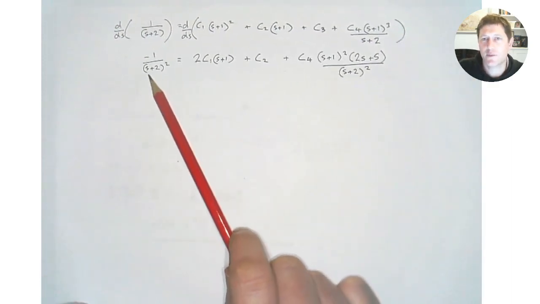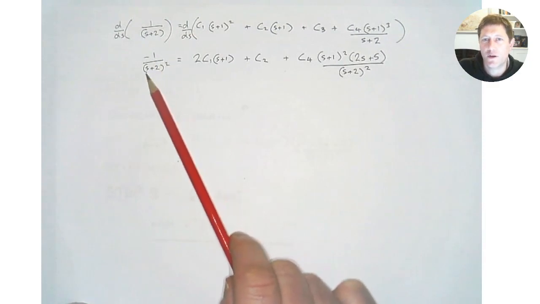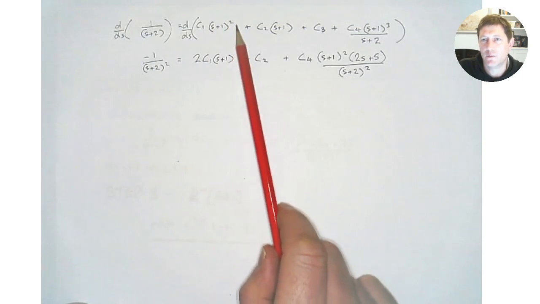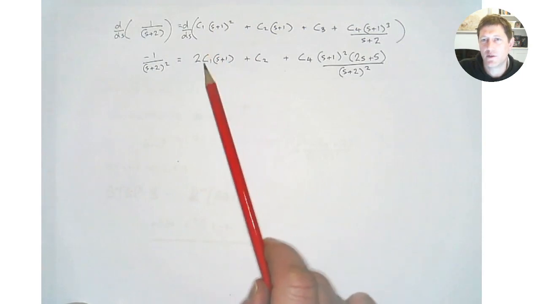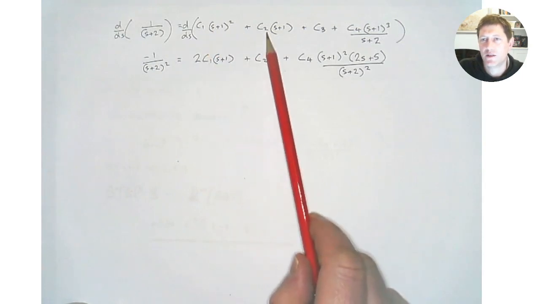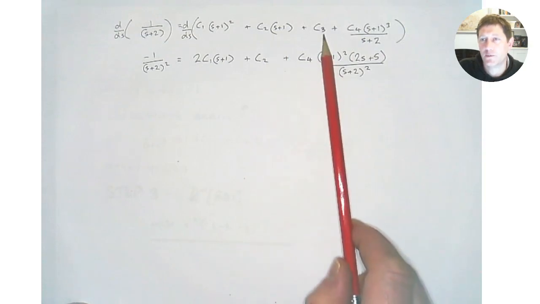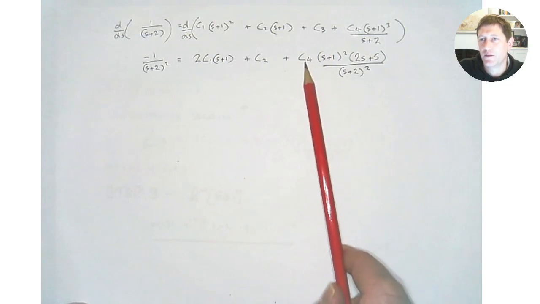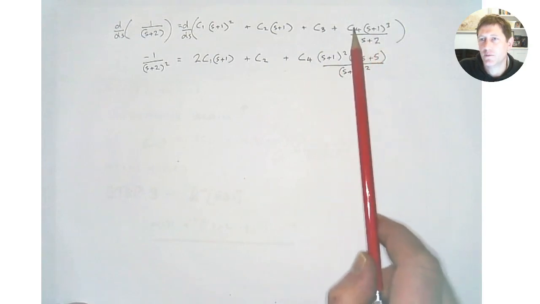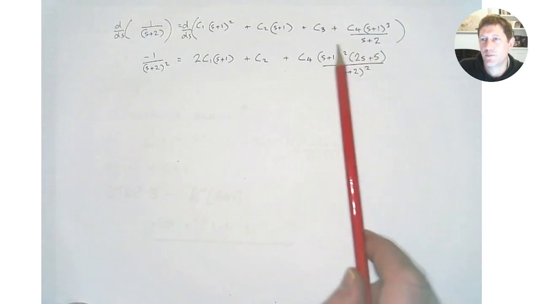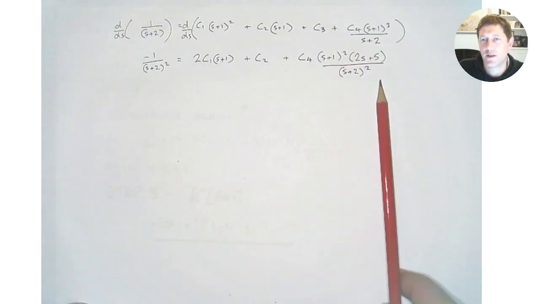The left-hand side becomes minus 1 over s plus 2 squared. This term becomes 2 times s plus 1 c1. This term simply becomes c2. And this term disappears because it's constant, and then c4 requires a bit more work to work out what that differential is. But it will look like that.